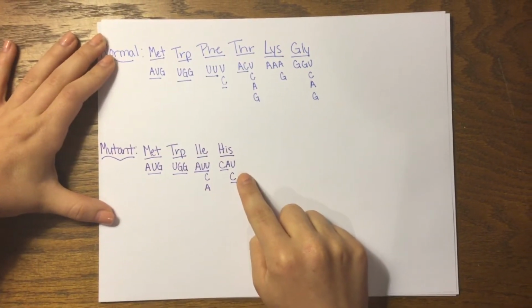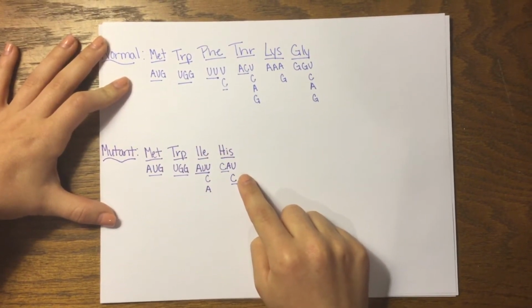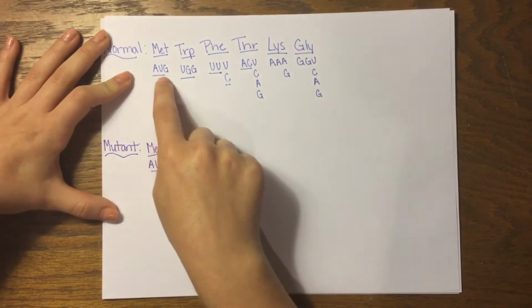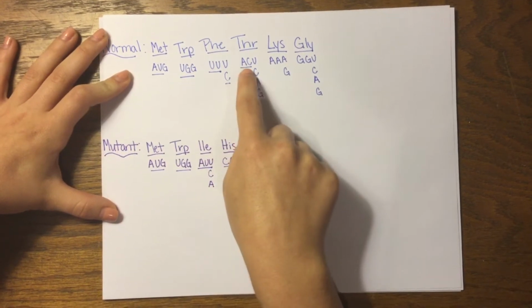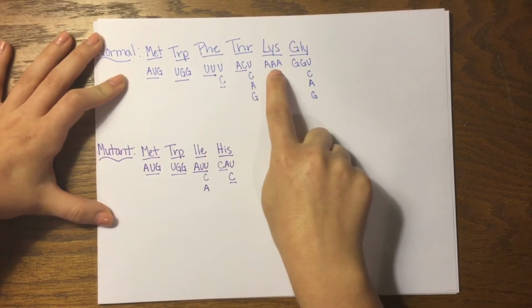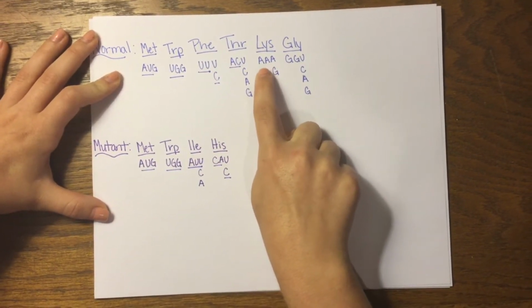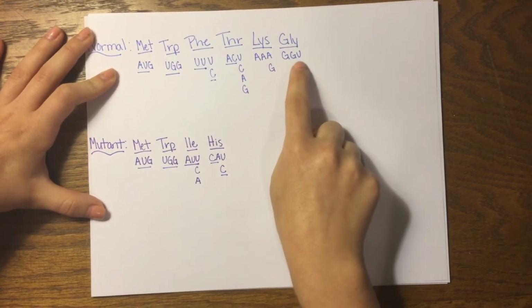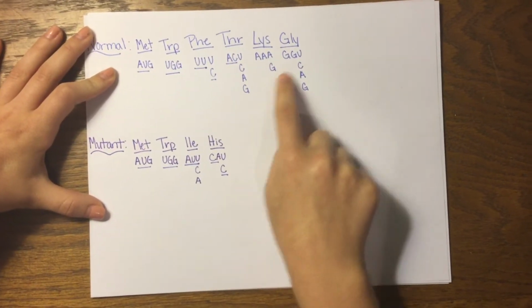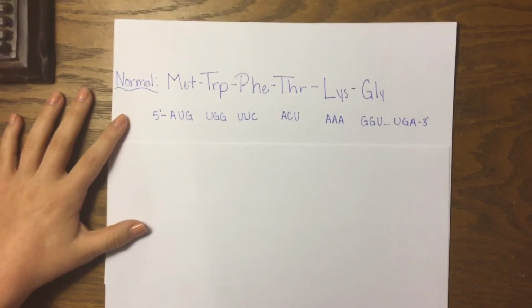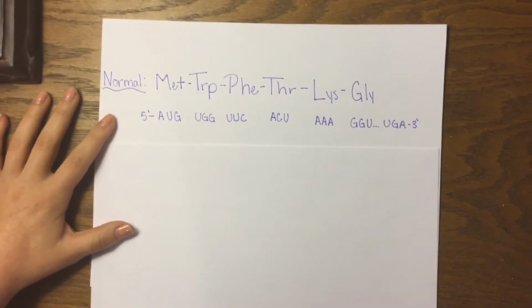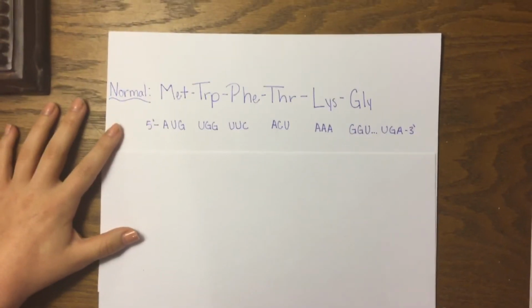So that shows you that the first part of the normal genetic sequence has to be AUG, UGG, UUC, ACU, AA. And then it can be a few options such as AAA, GGU, or AAG, GGC. So now I'm going to talk a little bit about how the addition of that A resulted in the production of a truncated nonfunctional mutant protein.